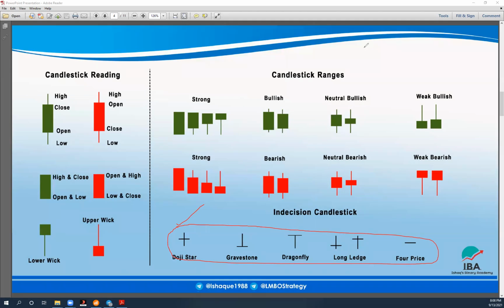Maybe seller or buyer did not get a decision. Buyers tried, sellers tried, no one won. The candle creates a doji. Like that, right? Everyone agrees?